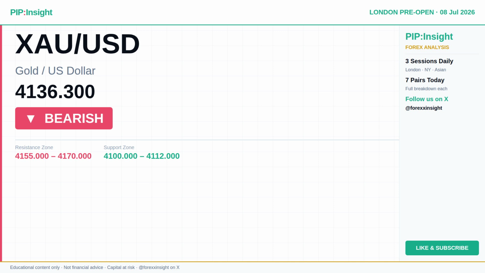Now, the fundamental wildcard today is the FOMC meeting minutes dropping at 2 p.m. London time. Any hawkish tone, hints of rates staying higher for longer, typically strengthens the dollar and pressures gold. Conversely, dovish language could reignite safe haven and rate sensitivity buying. So going into the session, those are your two anchors: 41.55 to 41.70 above, and 4100 to 4112 below.